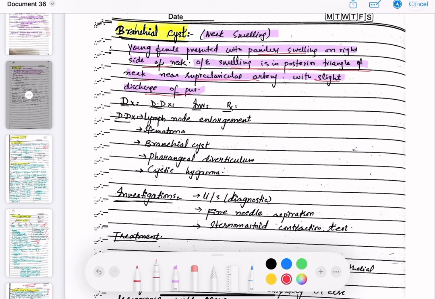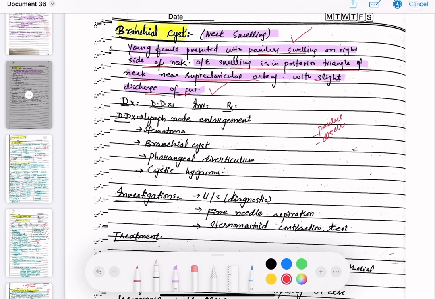So the scenario mentions that the swelling is painless, on the right side of the neck, with slight discharge of pus. It is painless and discharge is present. So what is this? This is a branchial cyst.